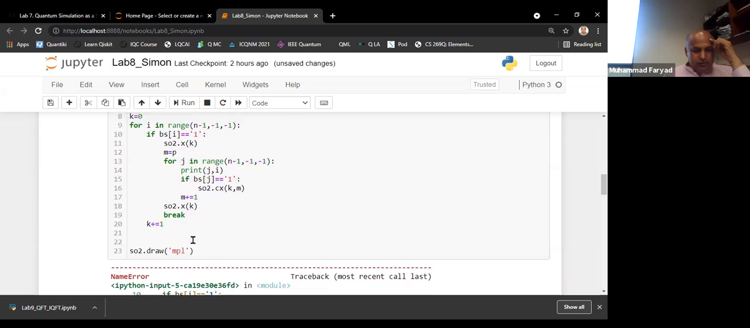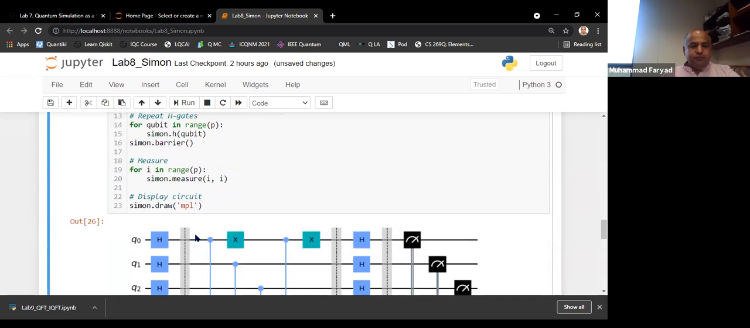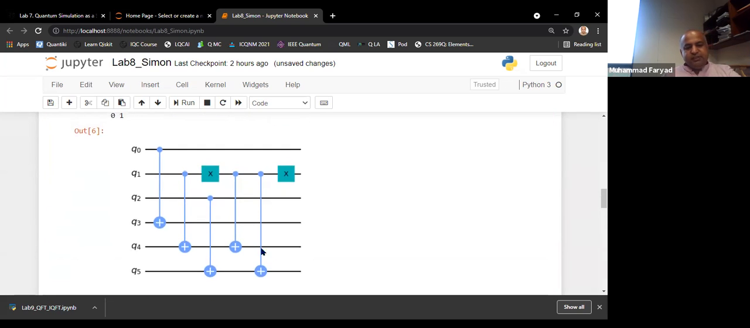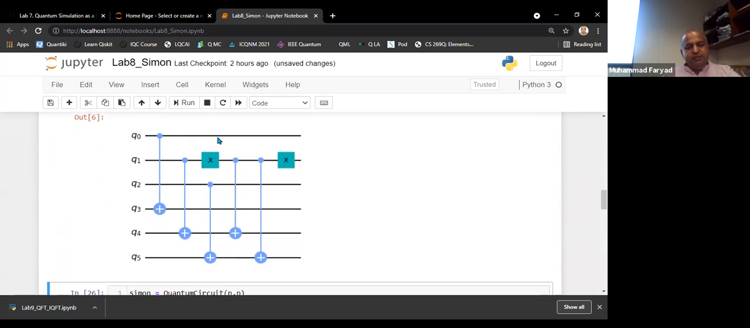Now you see that this is the same oracle as this one, except that there's an X here and an X here. So this also implements the same bit string. The only difference is that the value of f of x has changed. As I was saying when I was discussing oracles, you can have many different functions that implement the same secret bit string.